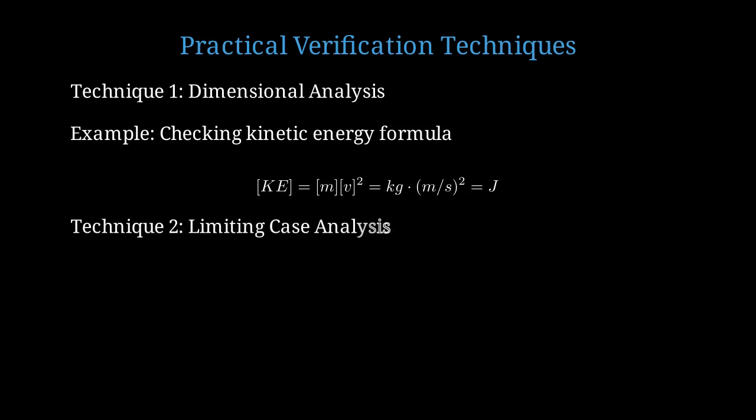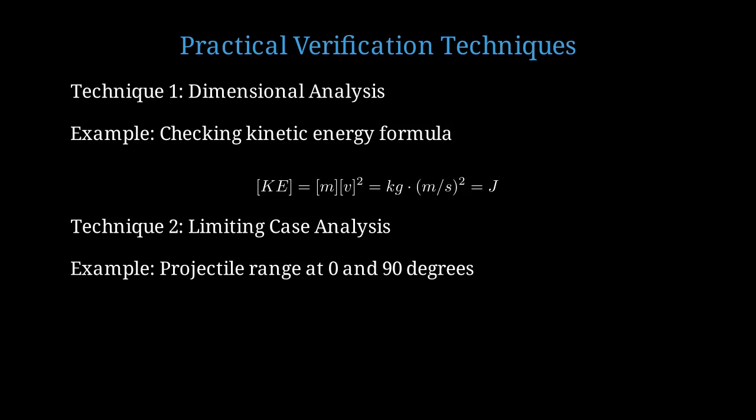Technique 2. Limiting case analysis. Test extreme or simplified cases where the answer is known. Example, projectile range. At 0 degrees, range should be 0 because there's no upward component. At 90 degrees, also 0 because there's no horizontal component. At 45 degrees, range is maximum.